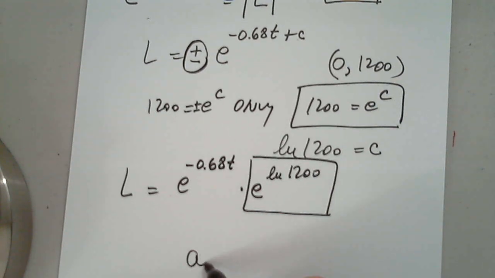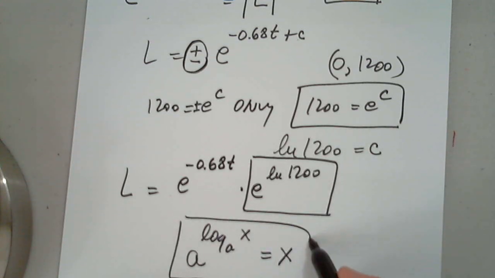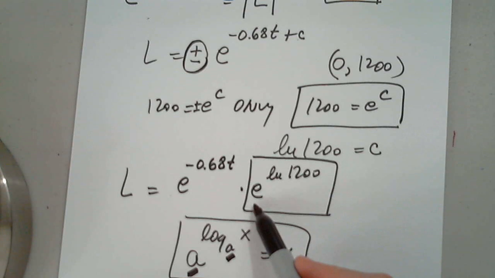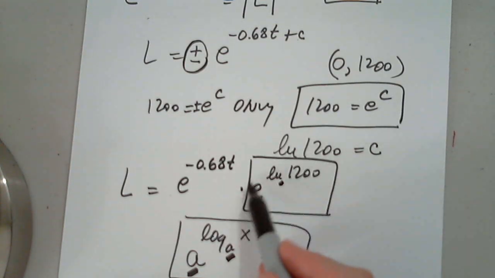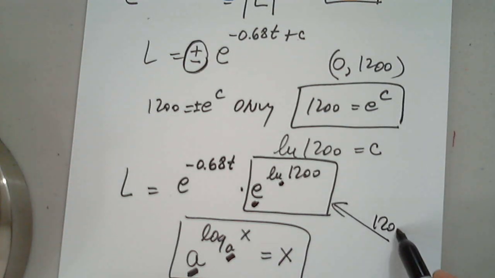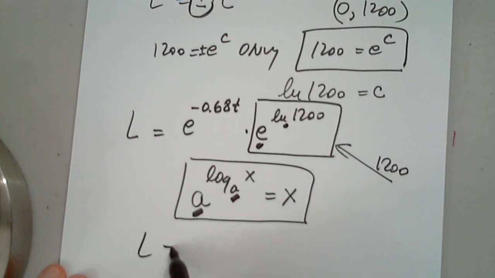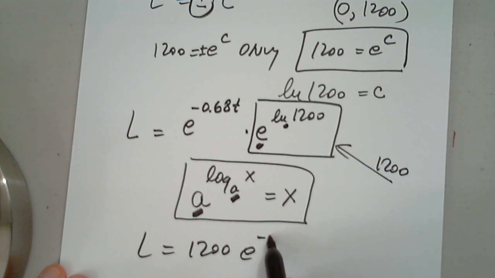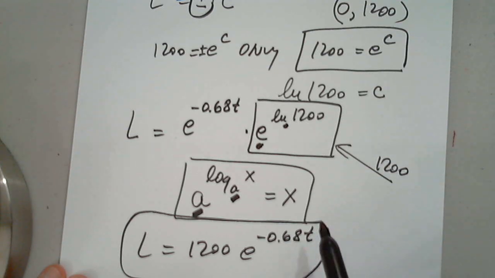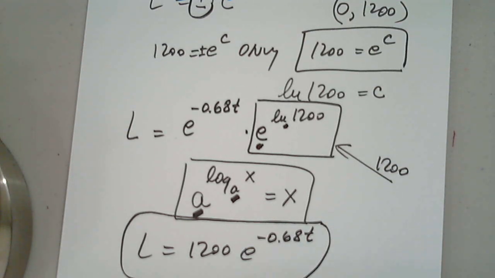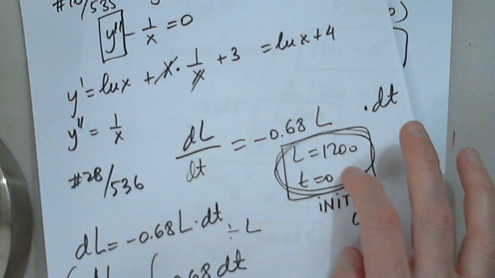a raised to log base a of x, this is the general property. As long as this base is the same with this base, the answer is x. So this number is 1200. So L equals 1200 e to negative 0.68 t. And we determine the unique function. Why unique? Because it's the only one that fulfills this condition.